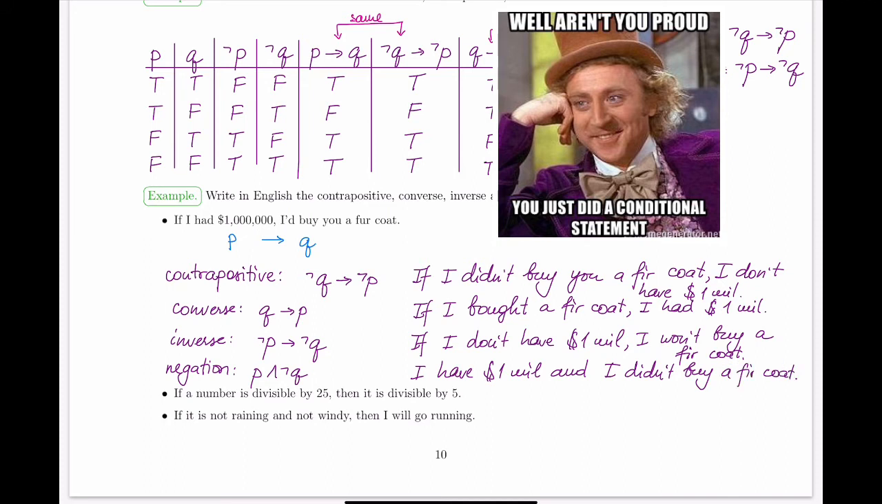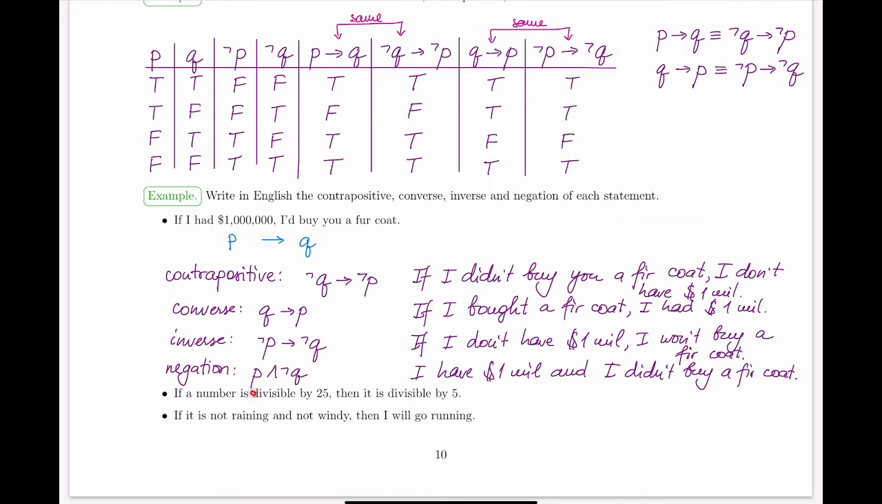And it's kind of clear why that's the negation of the first one, isn't it? This one says, it's a promise. If I have $1 million, I'd buy you a fur coat. And the negation kind of says that you're specifically disobeying that promise. I have $1 million and I did not buy you a fur coat. You have completely denied the conclusion here.